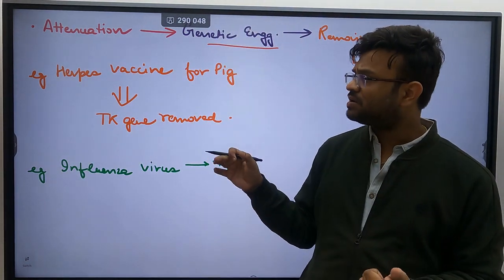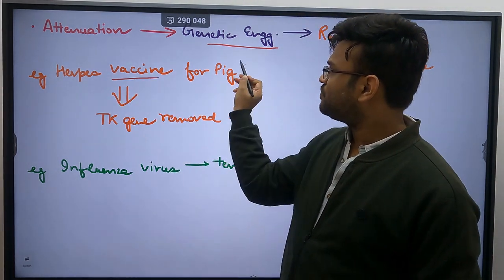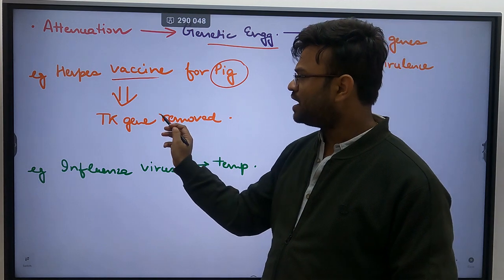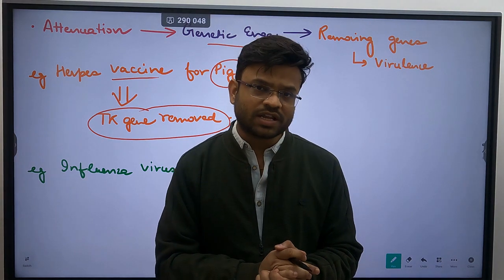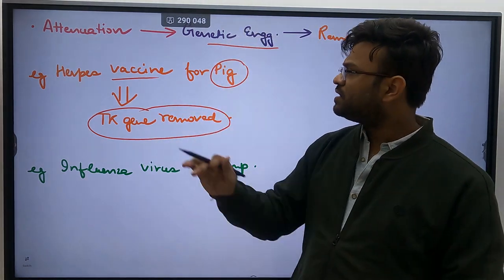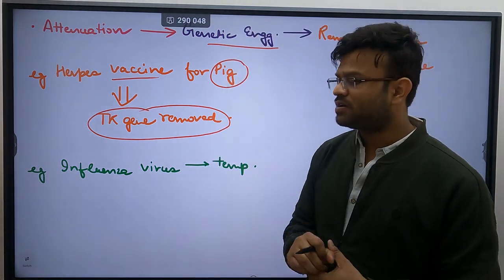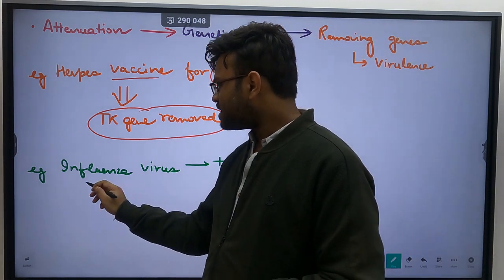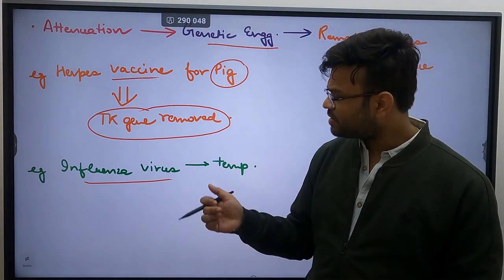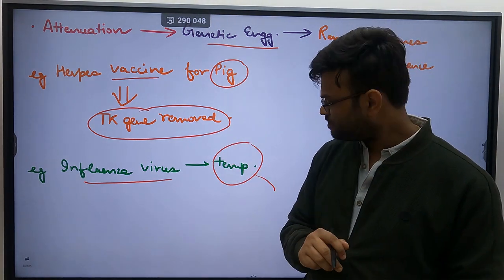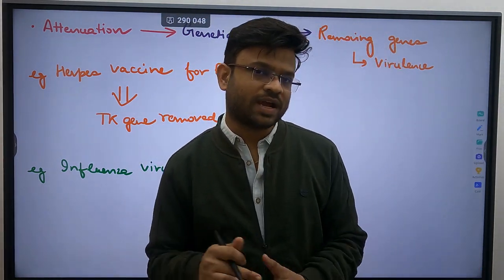Now multiple vaccines have been made out of this concept. For example, the herpes vaccine for pigs. In this, the thymidine kinase gene has been removed. This was a virulent gene, and with its removal the herpes vaccine was produced, and it was very potent in case of pigs. Another example is the influenza virus. The influenza virus can be attenuated by means of temperature changes. If you increase or decrease the temperature, the influenza virus would be attenuated.